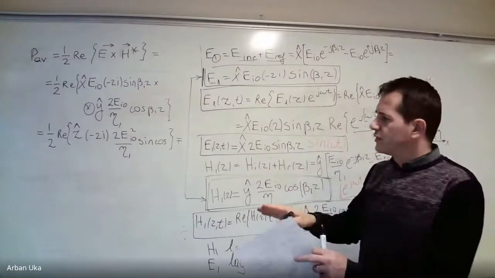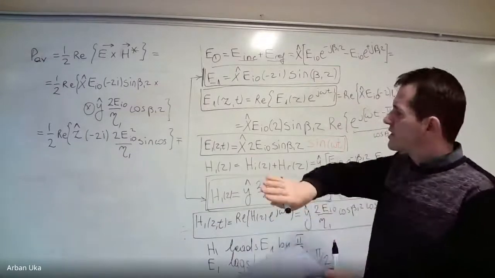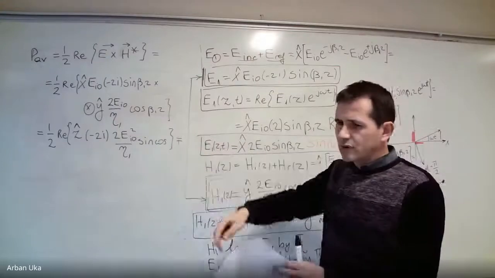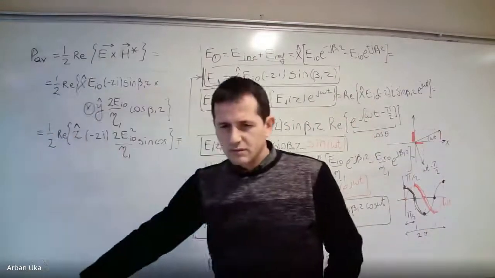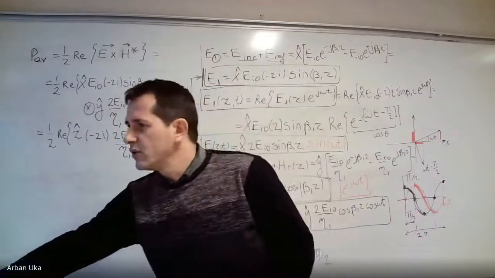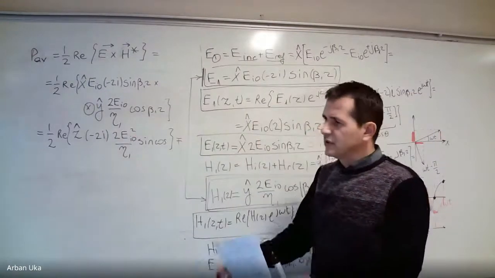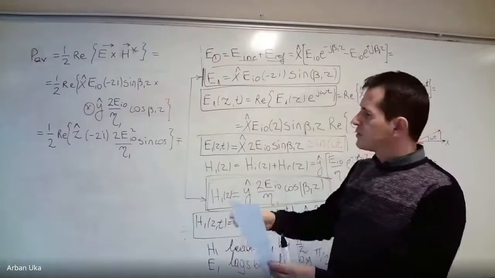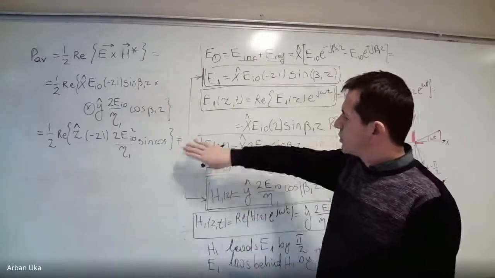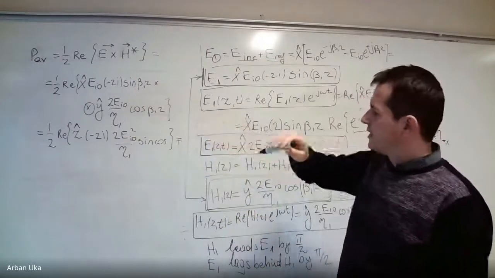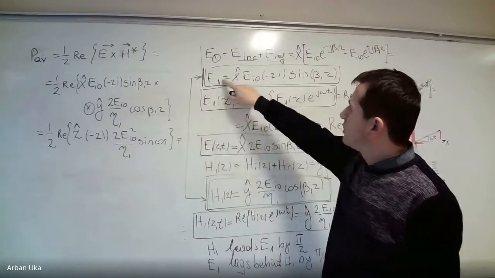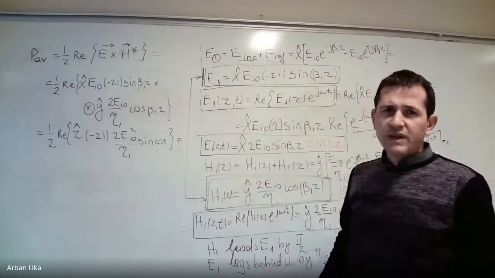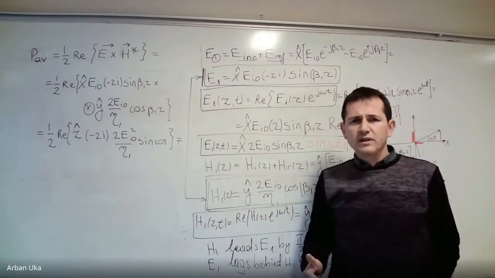So imagine for a moment we have a wave, and we are sending it into the board. The board is a very good conductor. We send an incident wave, it's coming back with a reflected wave, and this E1 is the total wave, okay? These are vectors, we can add them together, right?